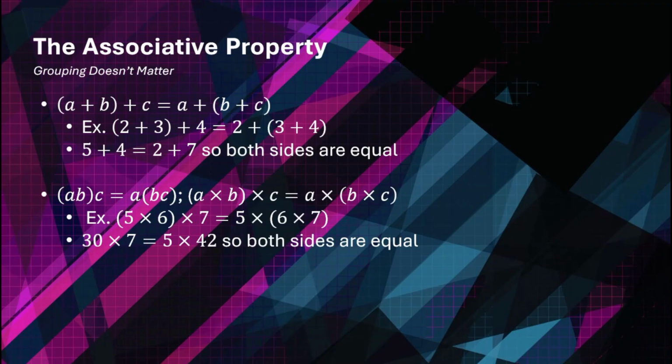So the quantity 5 times 6 times 7 is the same as 5 times the quantity 6 times 7. So the left side would be 30 times 7, and the right side would be 5 times 42. And then 30 times 7 is 210. I will leave it to you to either trust me or get out a calculator and check it for yourself. But 5 times 42 is also 210. So they are equal.